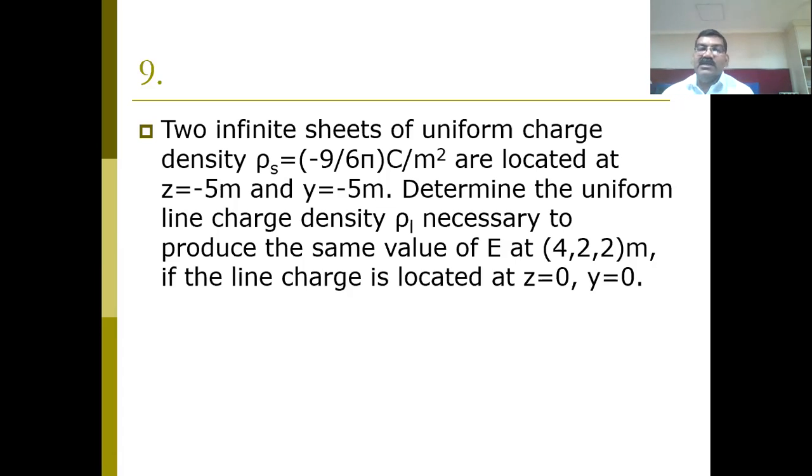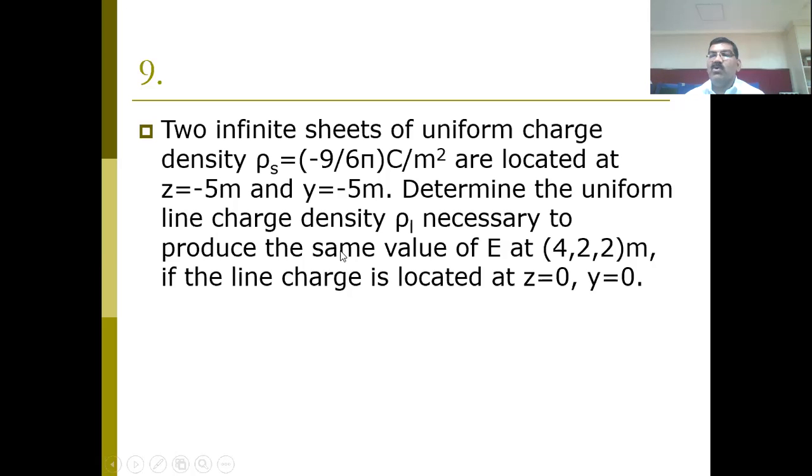But here it is not as straightforward as the previous problem. Here you have to find the electric field intensity due to rho S. One surface charge is at Z equals to minus 5 meter. Another surface charge is at Y equals to minus 5 meter. So these two surface charges are there, and you have to find the electric field intensity E at the given point. Now this electric field intensity you got, you don't need the vector, take the magnitude and equate with rho L.